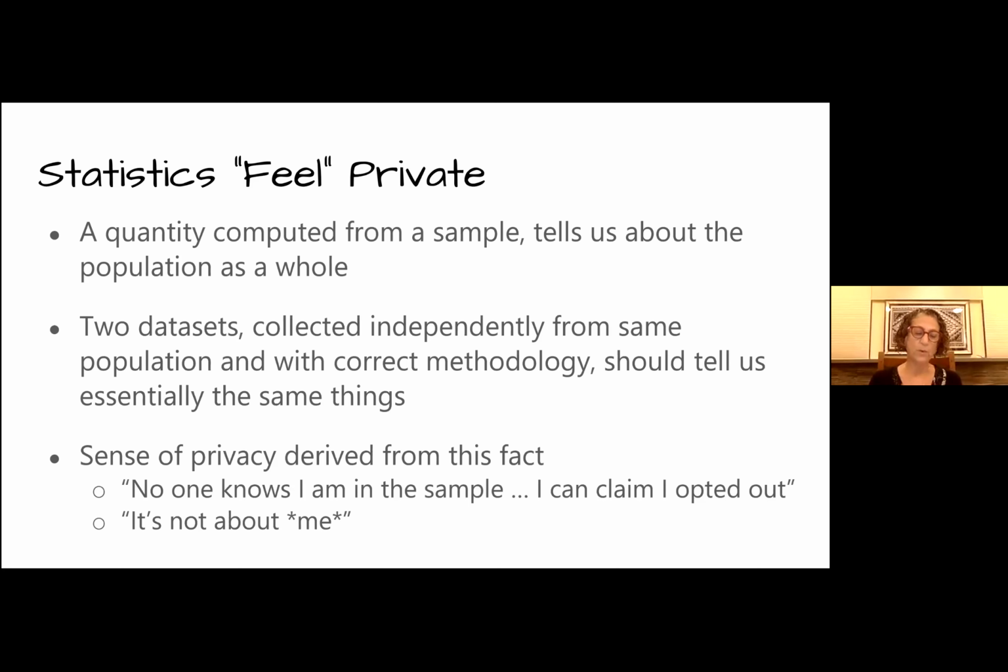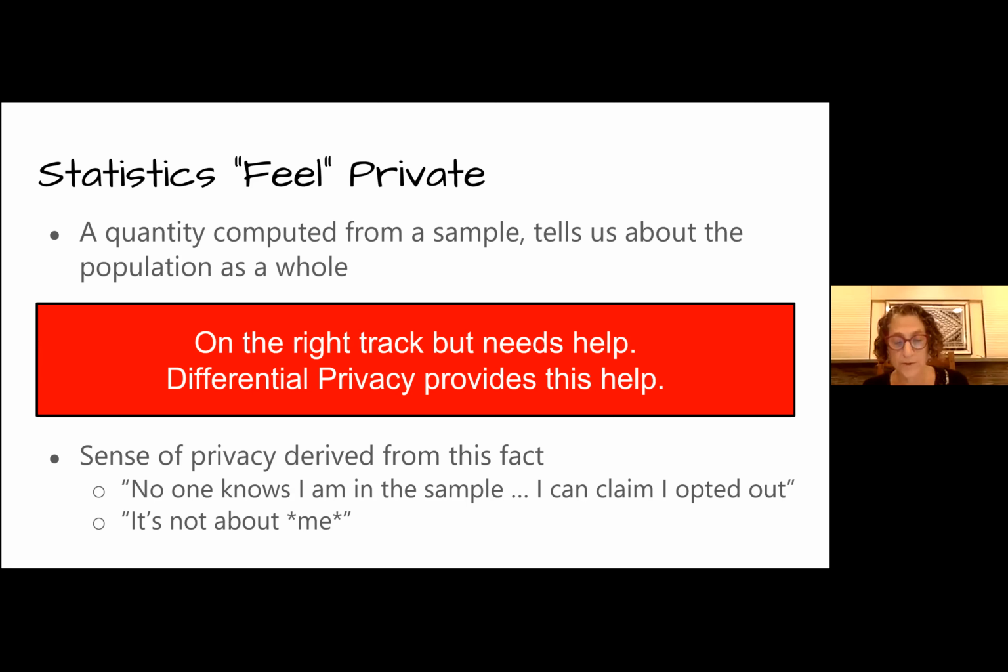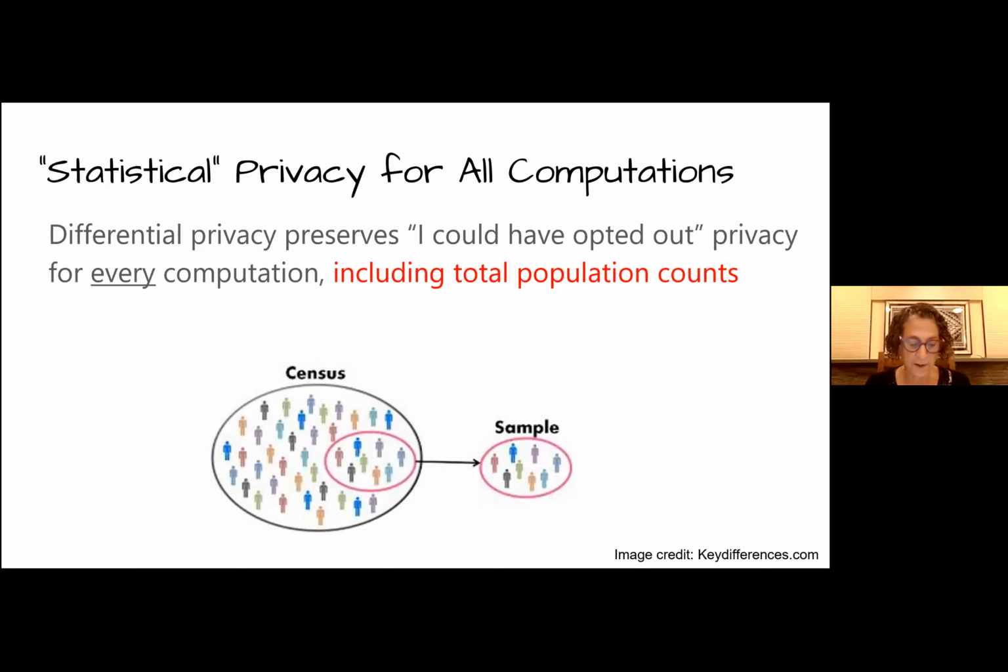In other words, people might think, well, it's just an aggregation. Nobody knows that I'm in the sample. I could claim that I opted out. In some way, people feel that it's not about me, my data in a sample. Okay. And this is on the right track, but it needs some help, as we'll see. And differential privacy provides this help. In fact, differential privacy will preserve this I could have opted out sense of privacy for every computation, including total population counts. So it extends this, I might not have been in the sample or I could have opted out, extends those semantics to quantities computed on the population as a whole.